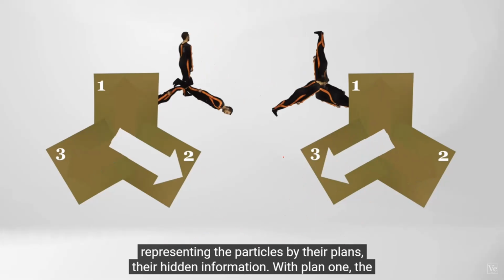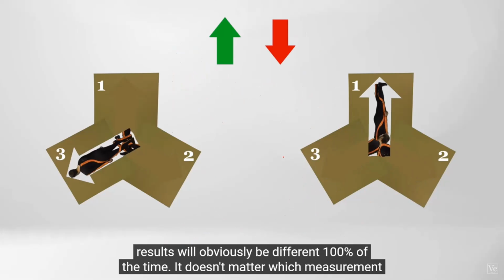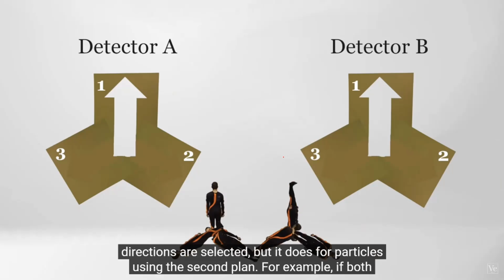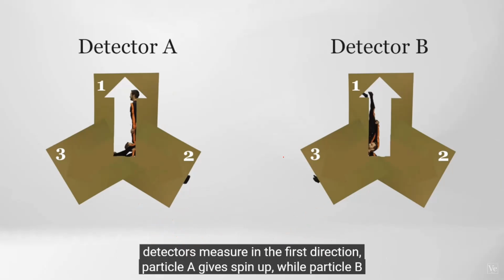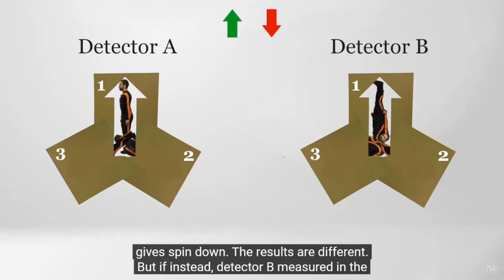With plan 1, the results will obviously be different 100% of the time. It doesn't matter which measurement directions are selected. But it does for particles using the second plan. For example, if both detectors measure in the first direction, particle A gives spin up while particle B gives spin down. The results are different.